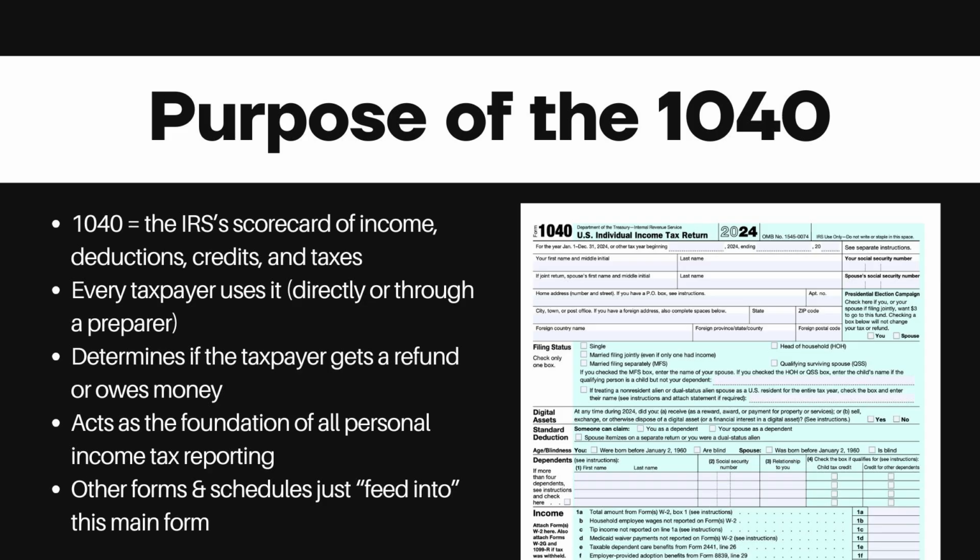Here's what's key for you as a tax pro. Every other form, like a W-2, a 1099, retirement forms, or business schedules, they all feed into this one form. The 1040 is the hub. Once you learn how to read it, you can always explain the big picture to a client no matter how many papers they bring you.